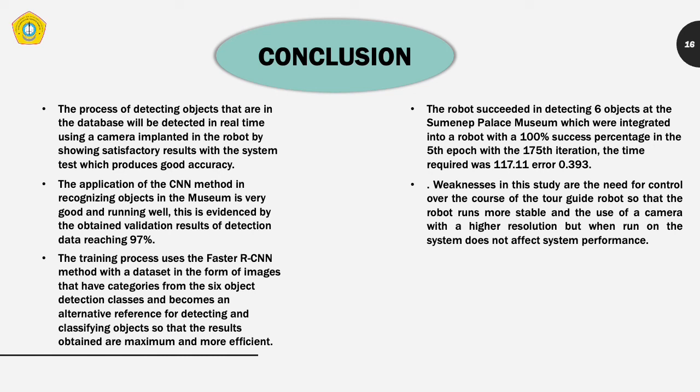And next, the robot succeeded in detecting 6 objects at the museum, which were integrated into a robot, with 100% success. In the fifth epoch, with the 175 iteration, the time required was 117.11, error 0.393.